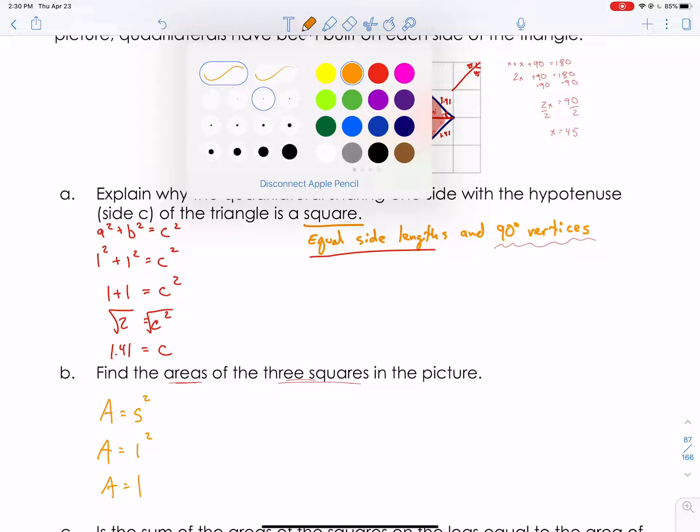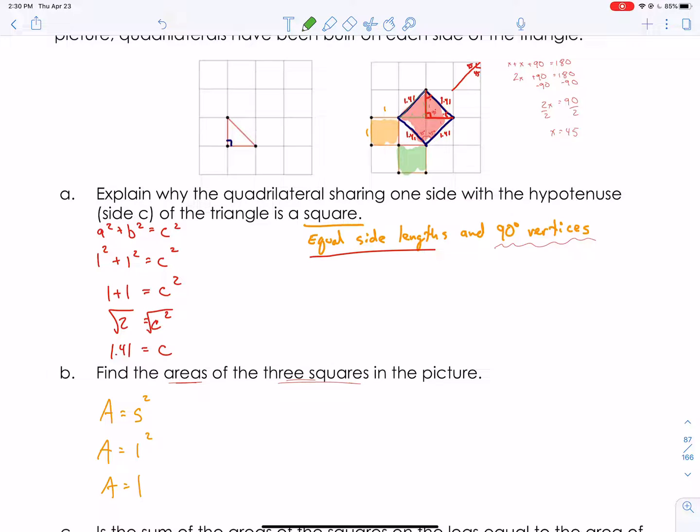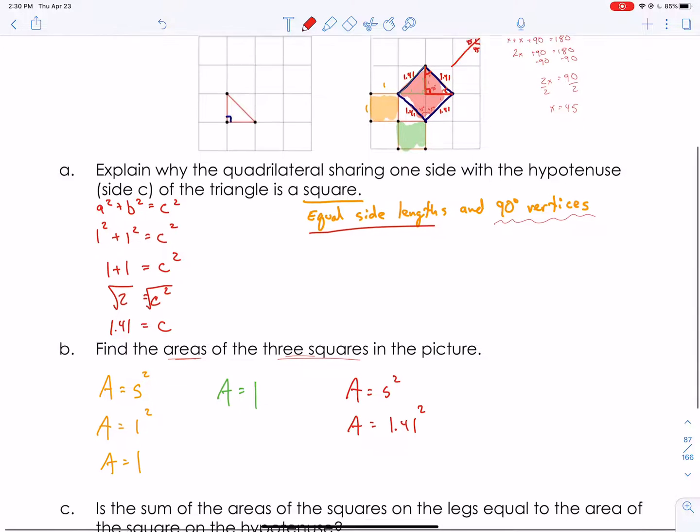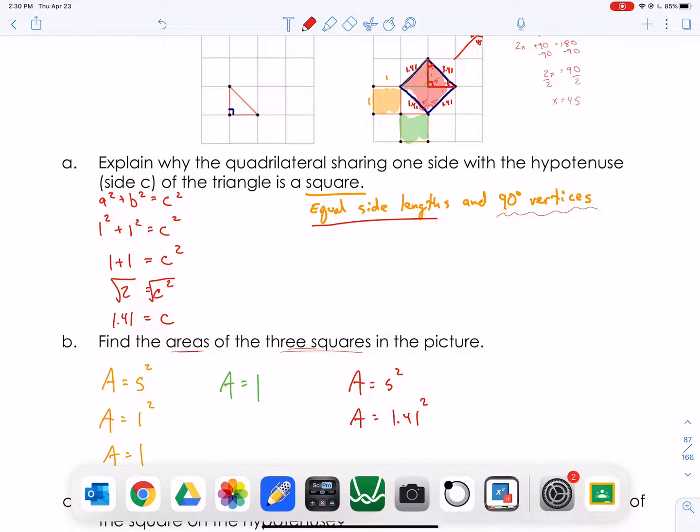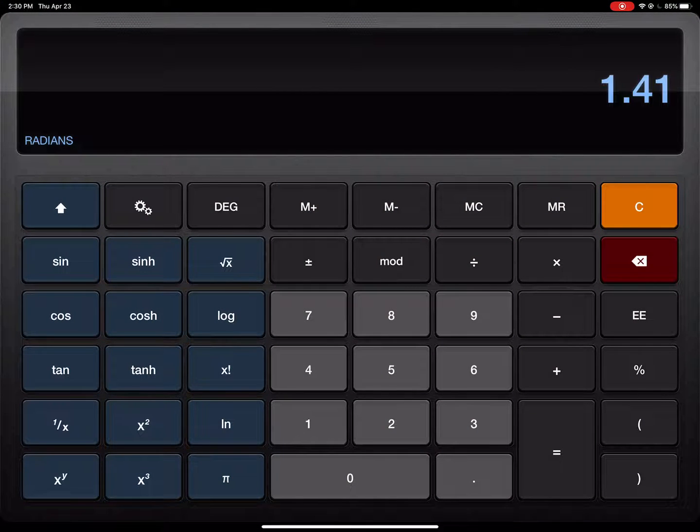If we look at the green square, it's exactly the same. So the area is also 1. Then how about the area of the red one that we did? The area equals side squared again. So area equals, what do we find? About 1.41 squared. So when we square that, because we rounded it, 1.41 times 1.41, we get 1.988.